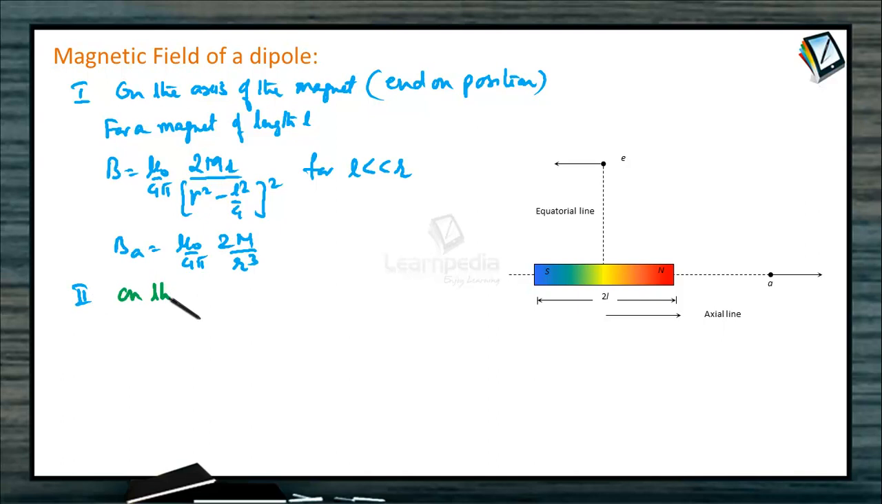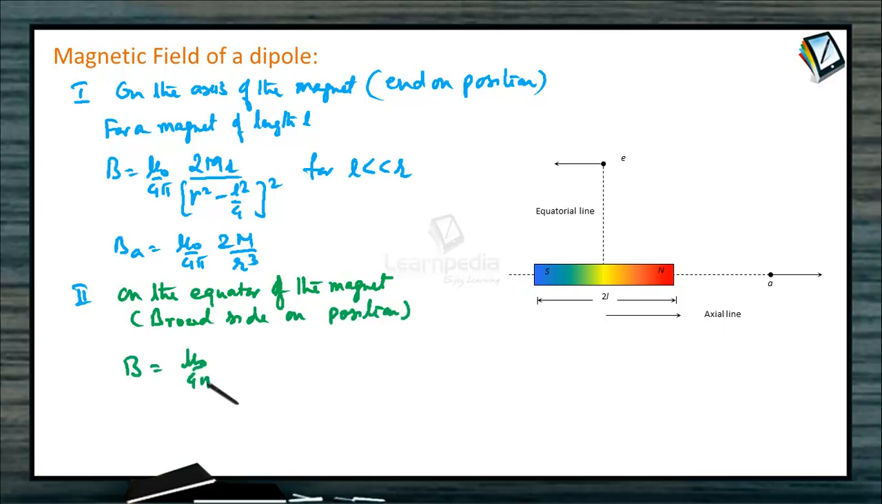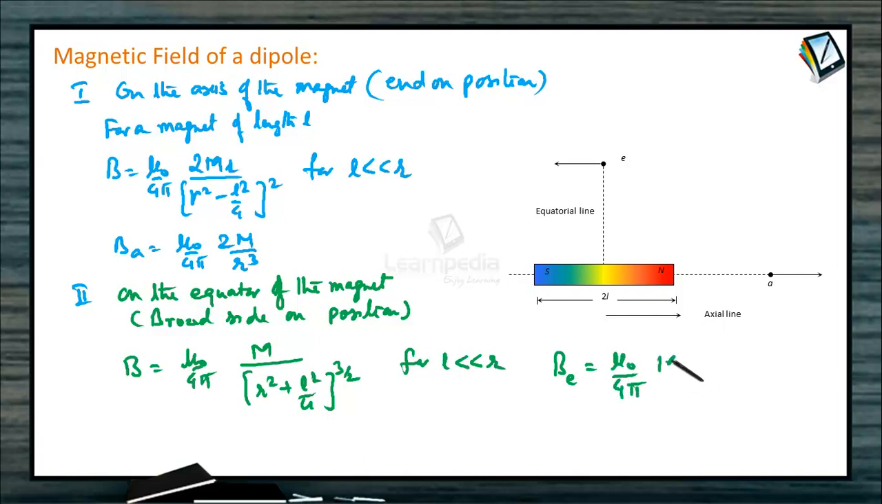Similarly, case 2, on the equator of the magnet, we can also call this the broadside on position. B is equal to mu naught by 4 pi capital M divided by r square plus L square by 4 to the power 3 by 2. For L much less than r, we can neglect L square by 4. Then we get the magnetic field along the equatorial line as mu naught by 4 pi m by r cube. The magnetic field along the end on position is twice the magnetic field along the broadside on position for the same distance.